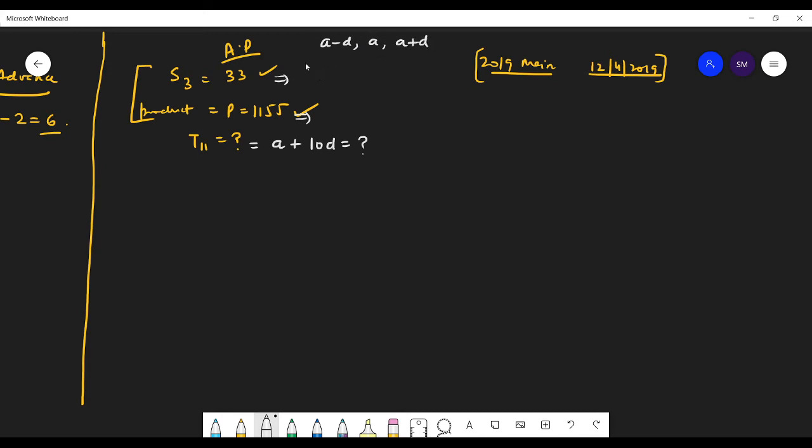So the sum is 33. The advantage of taking these numbers is, if you find their sum, d cancels out, so 3a will be equal to 33, and you get the value of a, that is 11. Now their product is 1155. Come on, students.